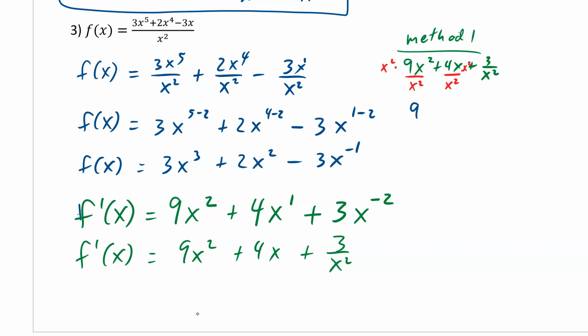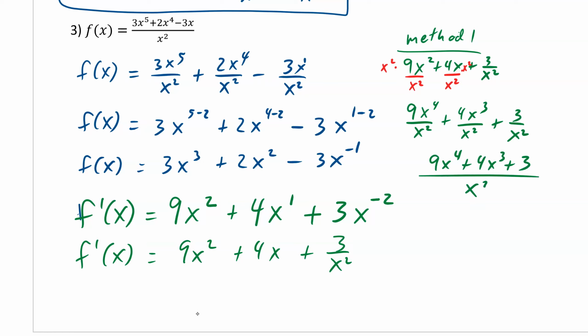And so this gives us 9x to the 4th. This is 9x to the 4th over x squared plus 4x cubed over x squared plus 3 over x squared. This is 9x to the 4th plus 4x cubed plus 3 all over x squared. So that is the form that our derivative needs to be in. It needs to match where we started. Just like that.